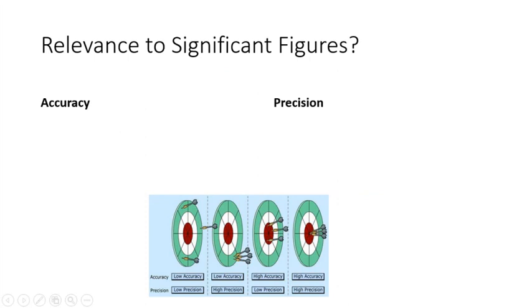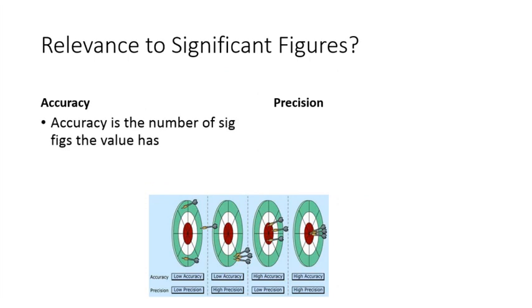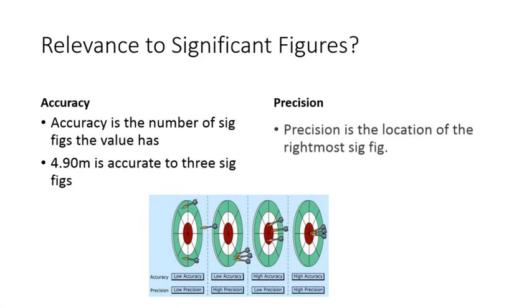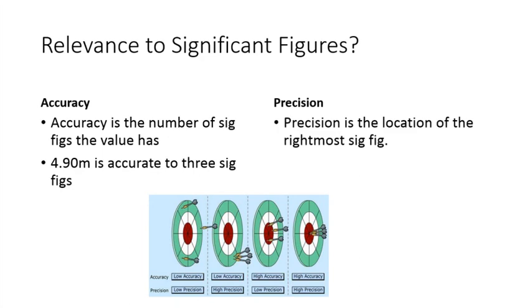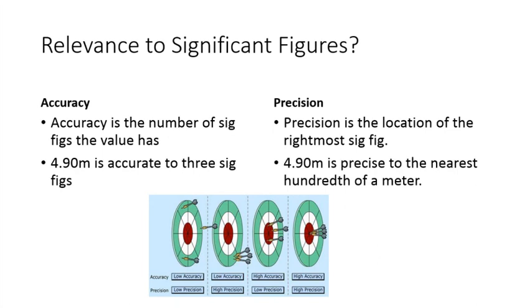Now, how is that relevant to significant figures? Well, we already said that accuracy is the number of significant figures that the value has. Precision, on the other hand, is something different. If we take 4.90 meters, we can say that 4.90 meters is accurate to 3 significant figures, because the 4, the 9, and the 0 are all significant. Precision is the location of the rightmost sig fig. In that previous example, 4.90 meters, that 0 is the last significant figure, and because it's in the 100th place, we can say 4.90 meters is precise to the nearest 100th of a meter.